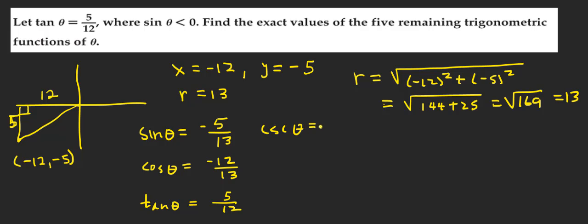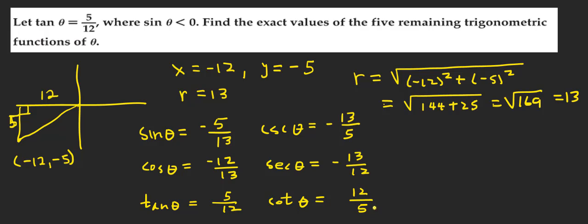Now what about cosecant theta? It's the reciprocal of sine theta. So negative 13 over 5. Secant theta is negative 13 over 12. And finally, cotangent theta is 12 over 5.